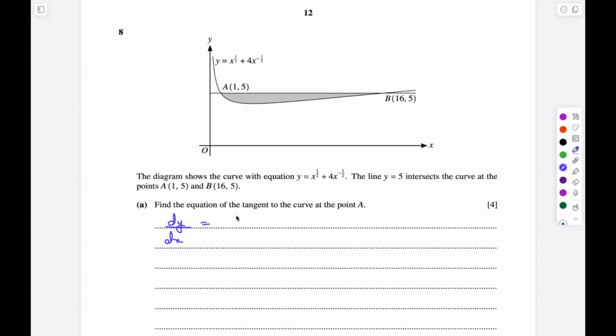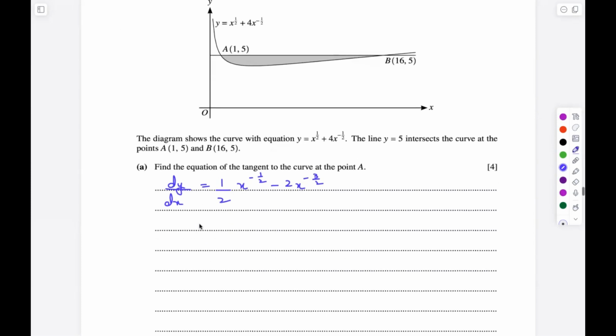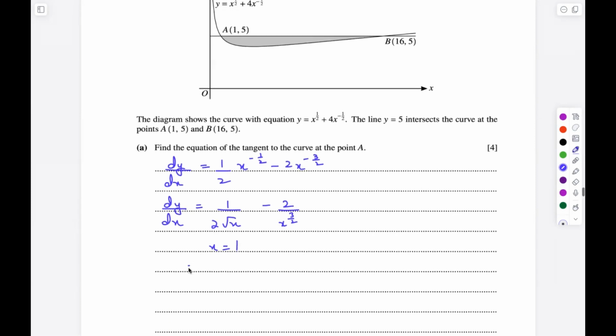So the dy dx will become, multiplying 1 upon 2 by the coefficient, 1 upon 2 x to the power minus 1 upon 2. Multiplying minus 1 upon 2 by 4, that will become minus 2 x to the power minus 3 upon 2. We can write it as 1 upon 2 square root of x minus 2 upon x to the power 3 upon 2 for dy dx. Now at A, the x coordinate is 1. So substituting x equals 1, we'll get 1 upon 2 minus 2 upon 1. So 0.5 minus 2 will become minus 1.5, or we can write it as minus 3 upon 2.